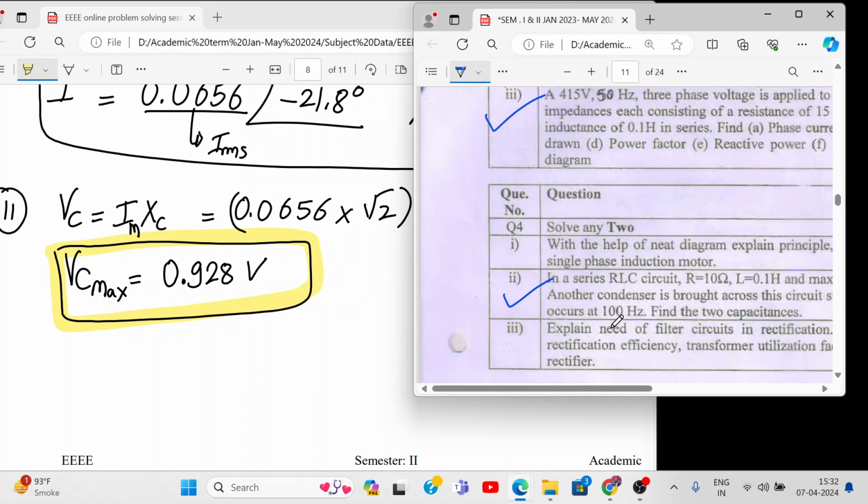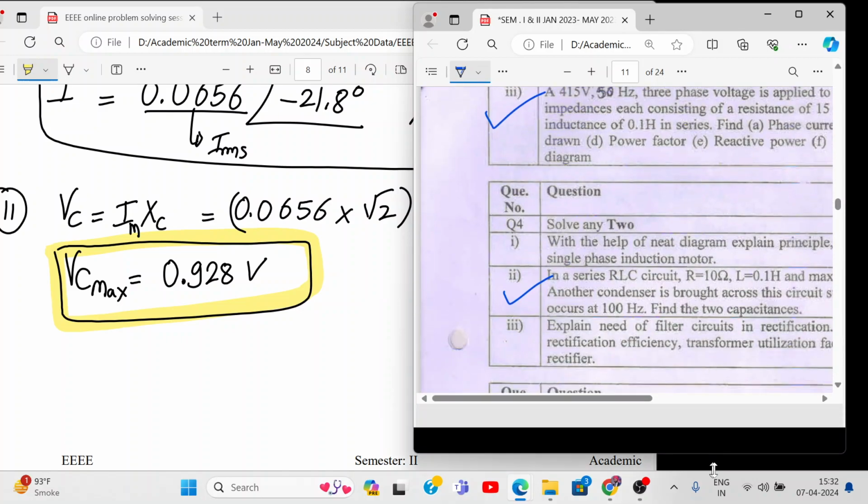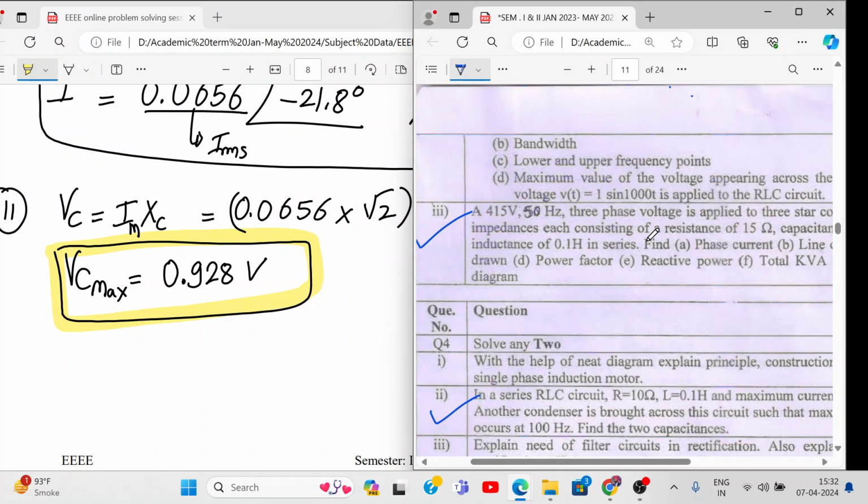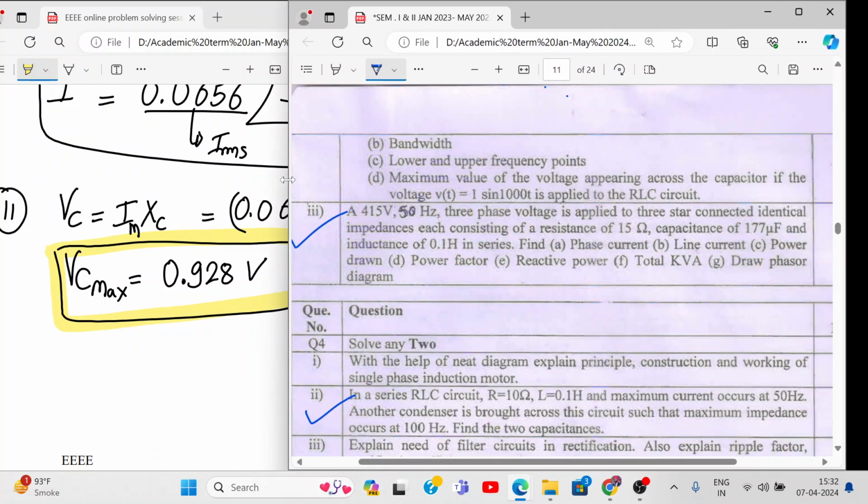One is three phase and one is series RLC again. Can I start with the next numerical now? Are the answers all correct? I've cross checked it. Can we go for the next one? The next one is the three phase one.